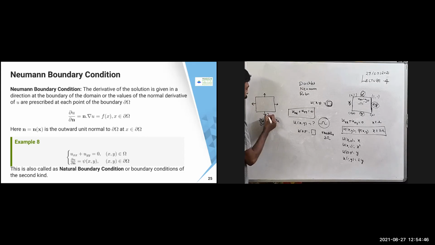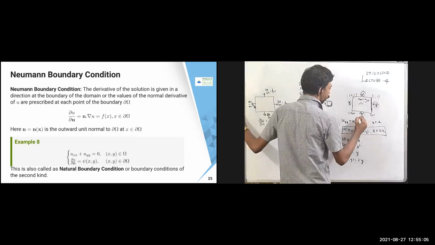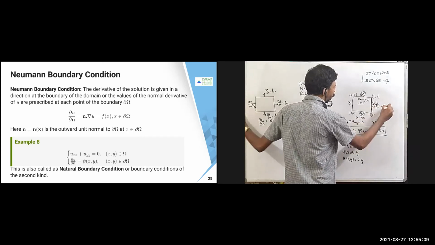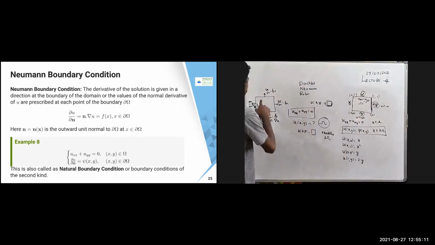So I will describe what is ∂u/∂n equal to, let us say, f1, ∂u/∂n equal to f2, ∂u/∂n equal to f3, ∂u/∂n equal to f4. So in all the places I'm going to denote ∂u/∂n. Here I denoted u of x comma y, and instead of that I'm going to denote ∂u/∂n on each side. Okay, so this is the difference.